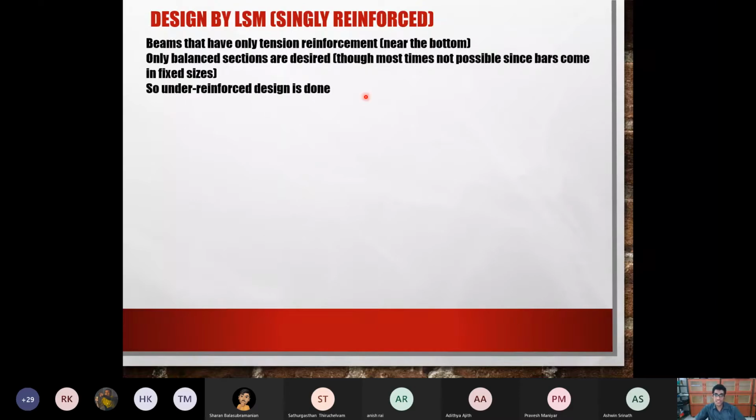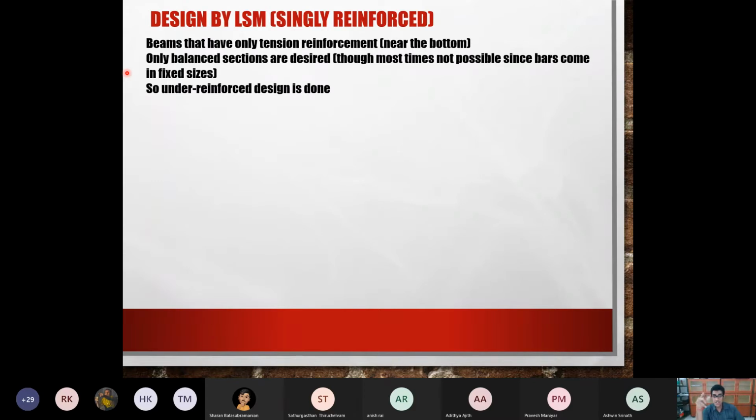First we will look at singly reinforced beams. Singly reinforced means they have reinforcement only near the bottom where there is tension. Whenever you do a design, you desire that your section should be balanced. But in most cases, it is not possible to have an exactly balanced section because, for example, say that you have a concrete beam of size 300 by 500.